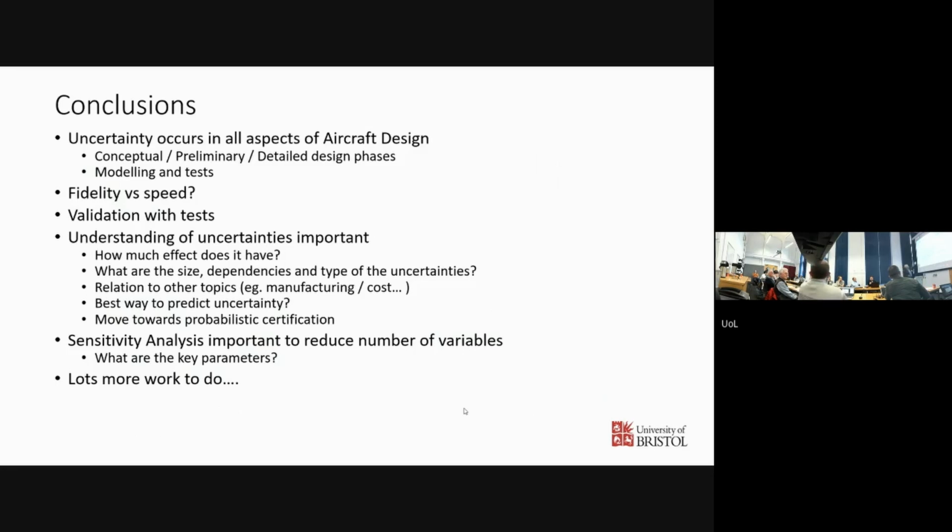Experience says we quite often get too many parameters. So how can we pick out the important things we need to deal with? And as a typical academic, I'll say there's lots more work to do. Please fund my research proposals. But no, it's becoming a far more important area, and of course not just in aviation, but across the whole engineering sphere.